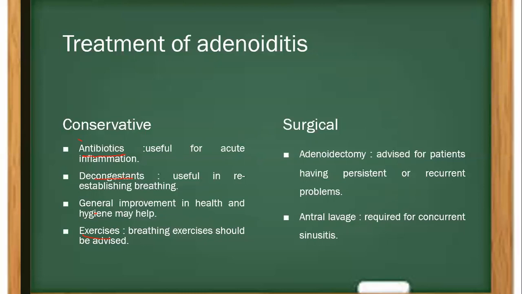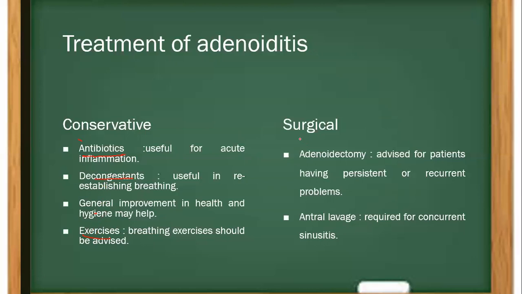So to relieve some kind of nasal obstruction, we can use nasal decongestants. General improvement in health and hygiene because immunocompromised patients are at higher risk for getting this kind of infection. So we have to improve their health status. Exercise, breathing exercises can be given or can be educated to the patient on how they can take breath normally.